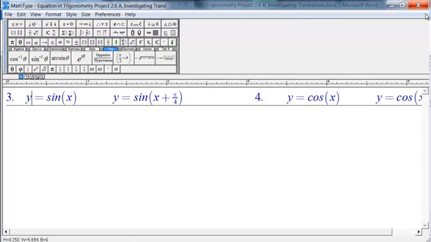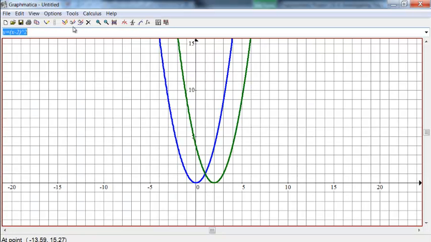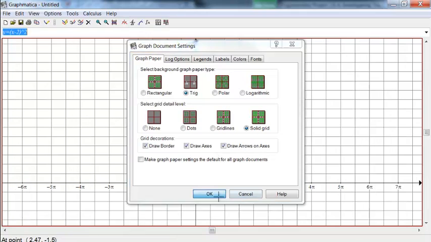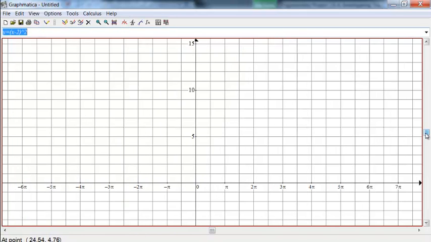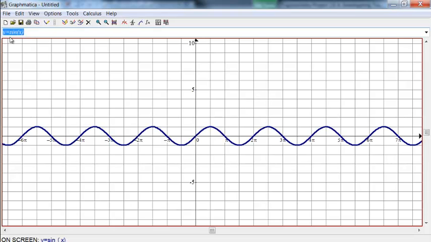Okay, so notice on this one right here, we're looking at y equals sine of x. Okay, let's just start by graphing that. So let's clear this out. And let's go to our graph paper and put it on a trig scale. Put the origin somewhere in the middle there, and this is a square scale, so it's not going to be distorted. And we're looking at sine of x. There's our sine wave.